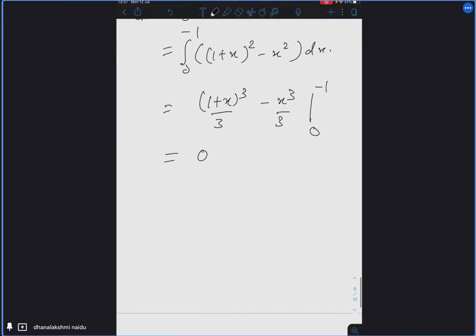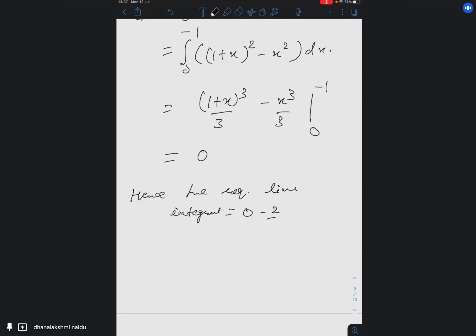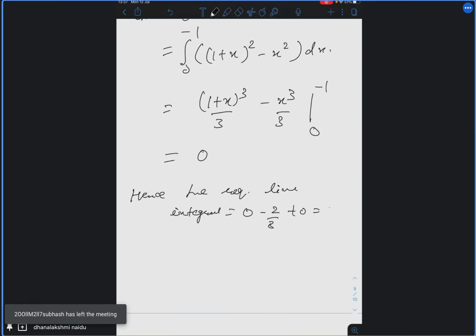So therefore, hence you can write, hence the required line integral. What is the result of the first integral? Along AB, it is 0. Then you have minus 2 by 3. Then you have 0. So overall this is minus 2 by 3 is the answer. Got it, all of you? Yes, ma'am. Try this one now.